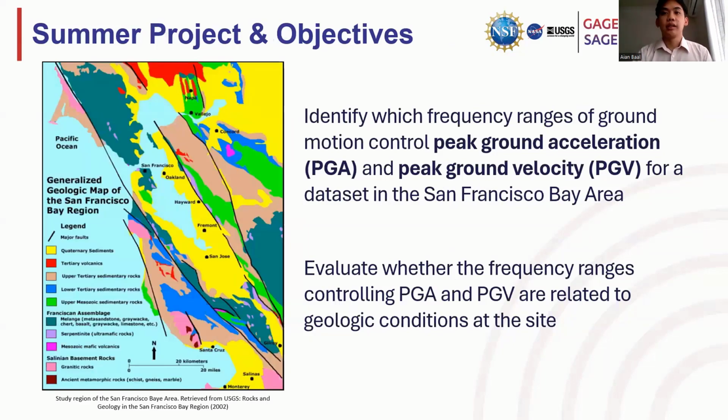So, for this project, our study area is the San Francisco Bay Area. We aim to evaluate which seismic frequencies PGA and PGV occur at for a large data set of recordings in the San Francisco Bay Area, and compare these frequencies with different site conditions to see if the frequencies are site class dependent.